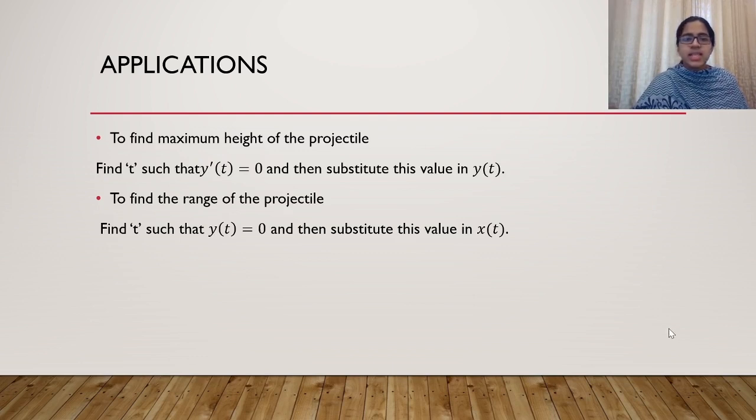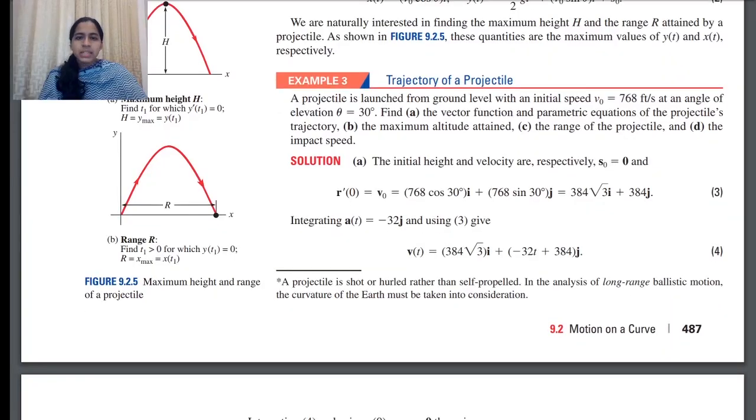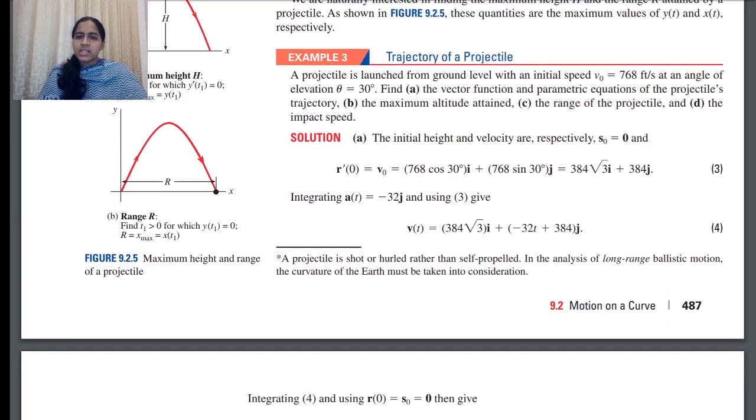So let's see the example. The example is to find the trajectory of a projectile, and for finding the trajectory of the projectile, what all things do we need? First, we need the initial velocity and the initial height.